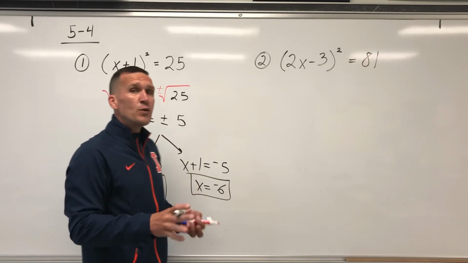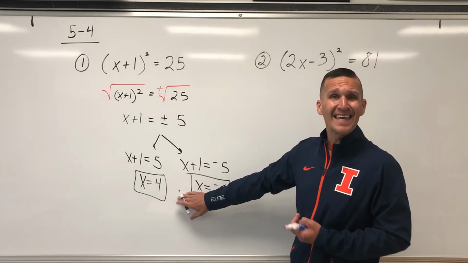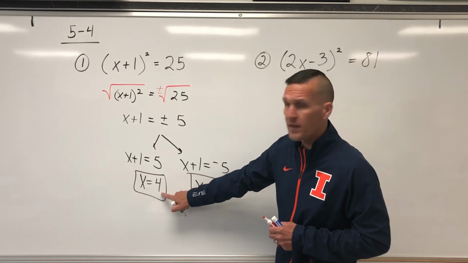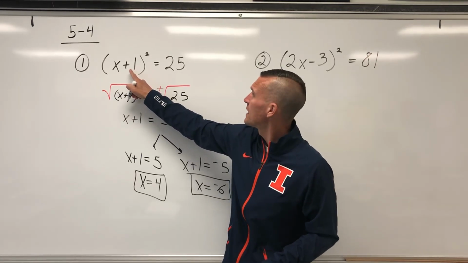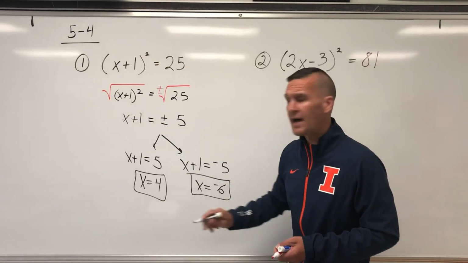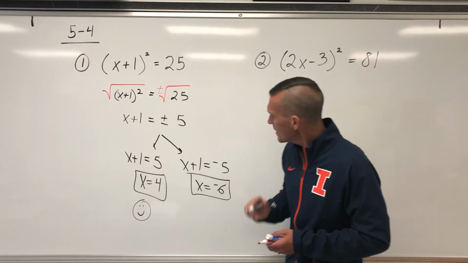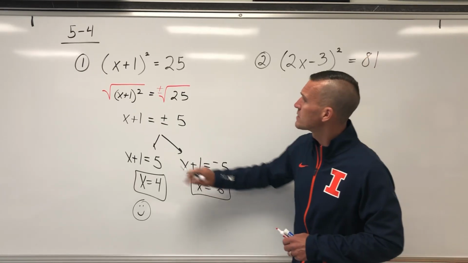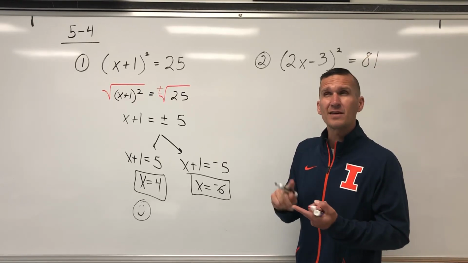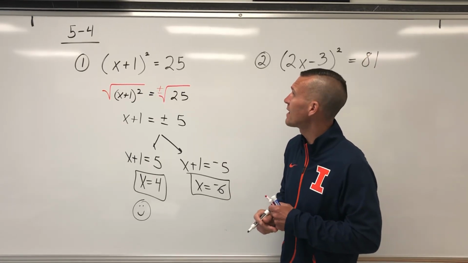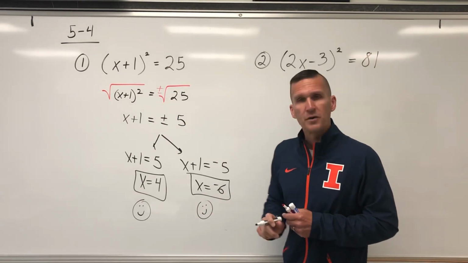Now, if you don't feel confident, what you're allowed to do at this point to check your answers is plug them back in, and see if they both work. Let's plug in the number 4 to see if it works. 4 plus 1 makes a total of 5, and 5 squared equals 25. So yep, that's the correct answer. Let's try negative 6 and see if it works. Well, negative 6 plus 1 makes a total of negative 5. And if I took negative 5 and squared it, which is negative 5 times itself, it also equals 25. So it is a correct answer too.